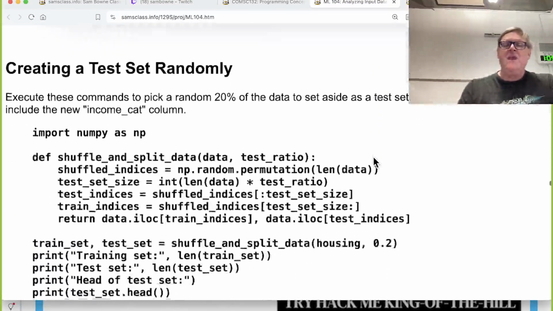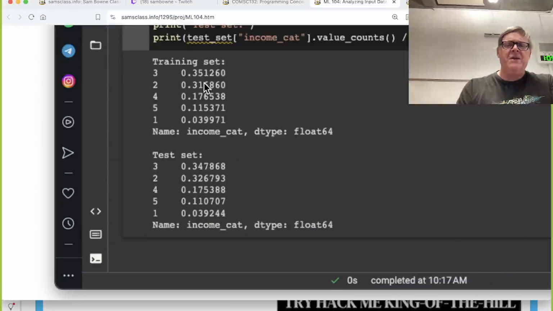And so anyway, if you don't do the stratified sampling, then you get different numbers, like this is 35 and this one's 34, this is 31 and that's 32, and so on.